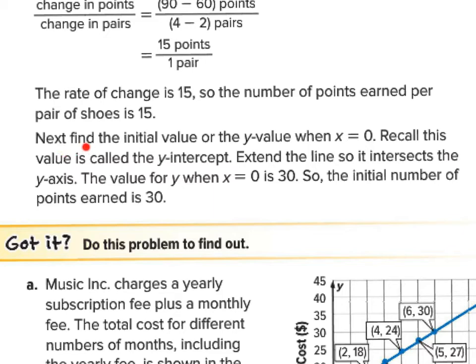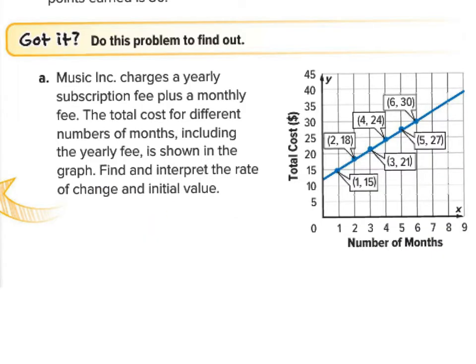Next, find the initial value, the y value when x equals 0. Recall this value is called the y-intercept. Extend the line so it intersects the y-axis. The value for y when x equals 0 is 30. So the initial number of points earned is 30. That's our y-intercept. Okay, here's another graph that you can analyze. If you like, answer the question: find and interpret the rate of change and its initial value, the y-intercept. If you think you can do it on your own, please pause the video now.